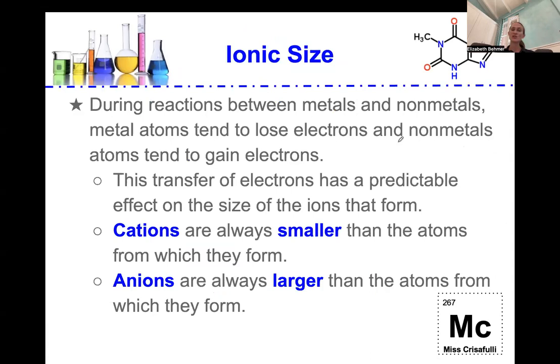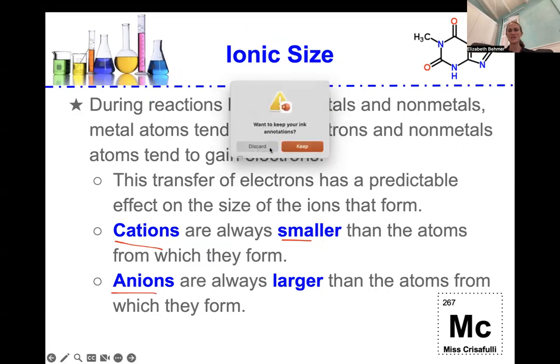Ionic size. During reactions between metals and nonmetals, metal atoms tend to lose electrons, and nonmetal atoms tend to gain electrons. And this transfer of electrons has a predictable effect on the size of the ions that form. Cations are always smaller than the atoms from which they form because they're losing an electron, so they're becoming smaller, whereas anions are always larger than the atoms from which they form because they're gaining an electron.